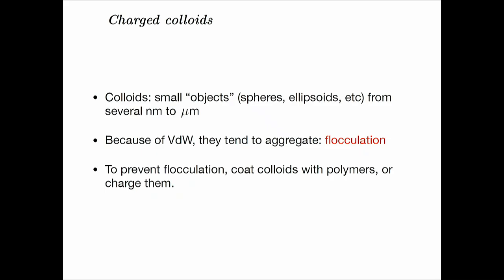So colloids are small objects, as I said, spheres, ellipsoids, etc. The size ranges from nanometers to micrometers. Because of van der Waals interaction, there is a van der Waals attraction between them, and they tend to aggregate. When they aggregate, it's a phenomenon called flocculation, which is a phase transition. So the colloids can be either dispersed or they condense and form aggregates, which are fractal aggregates. And this phenomenon is called flocculation.